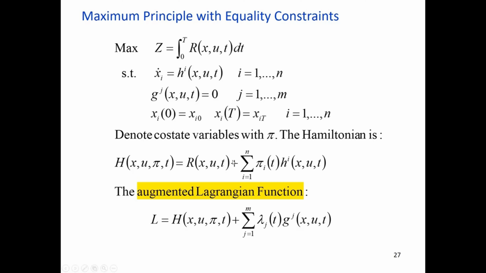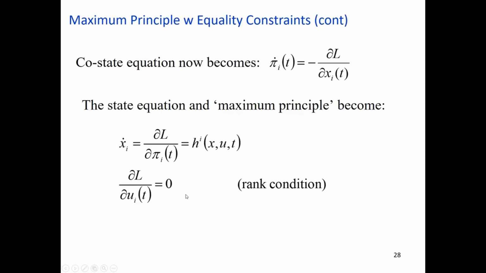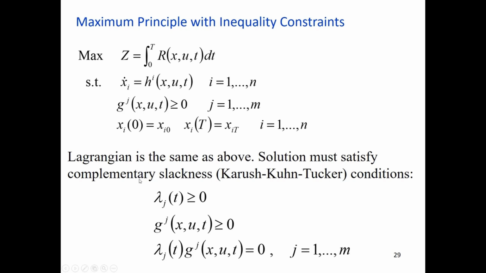We can find the Hamiltonian as usual. The Hamiltonian is given by this objective plus these dynamic constraints, where pi now is your shadow price over time, your dynamic shadow price. And we now have an augmented Lagrange function, which includes this Hamiltonian and all of these individual constraints that must hold in any given period of time. So the co-state equation now looks like this. The state equation and the maximum principle come like this, and this is a rank condition, and then the problem can be solved in much the same way.